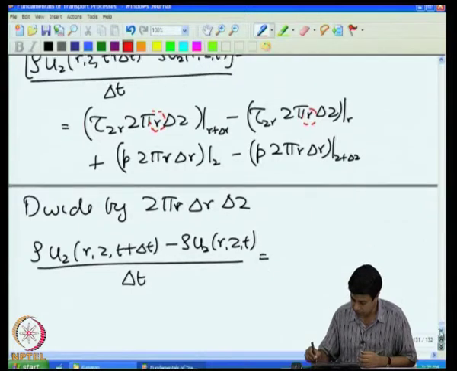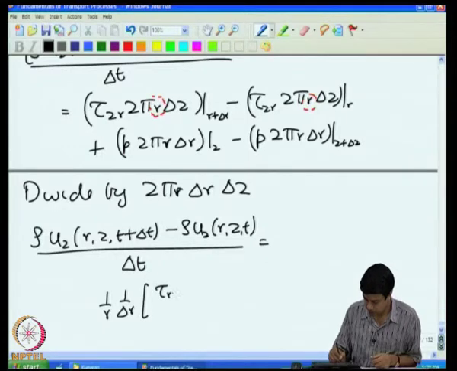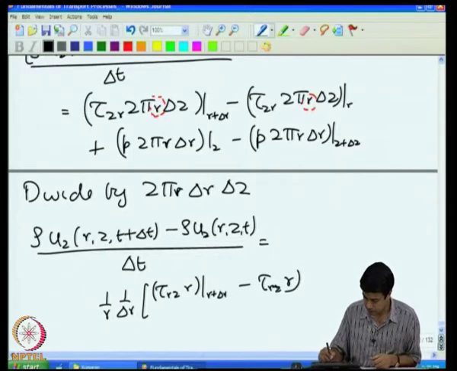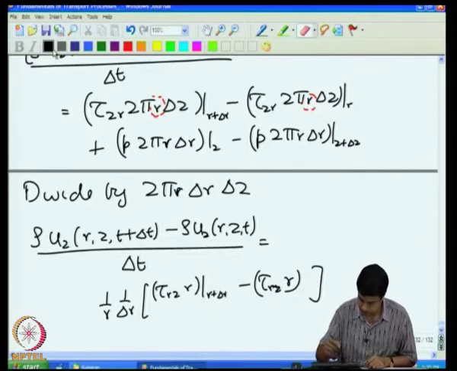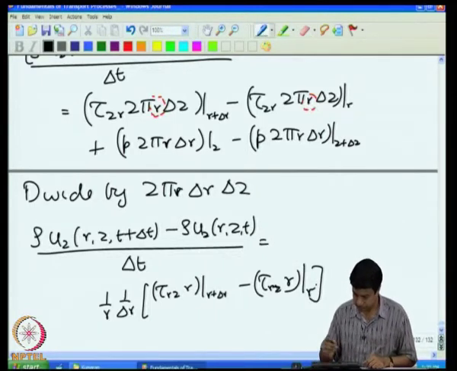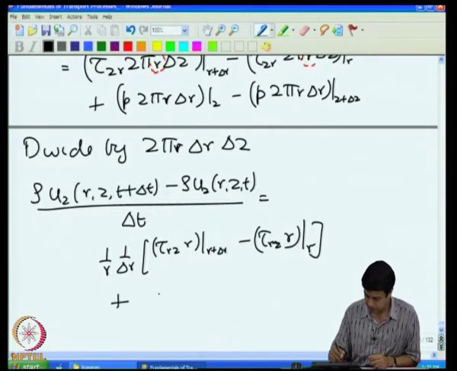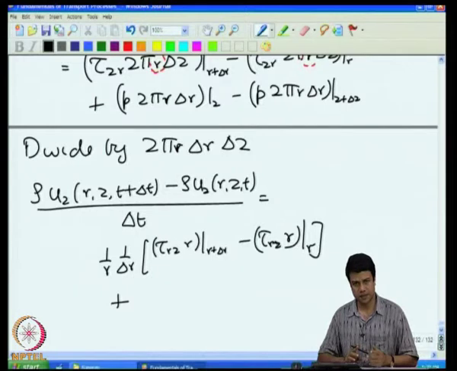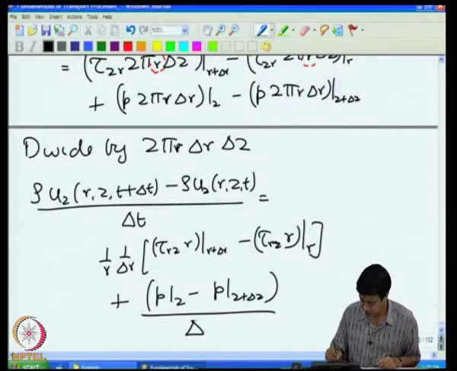Therefore, if I divide throughout by 2 pi r delta z, what I will get is 1 by r, 1 by delta r, into tau r z into r at r plus delta r minus tau r z into r at r. And plus the second term, it is calculated at the average radius. So, that is the same for the inner and the outer surfaces. So, here I will get p at z minus p at z plus delta z by delta z.